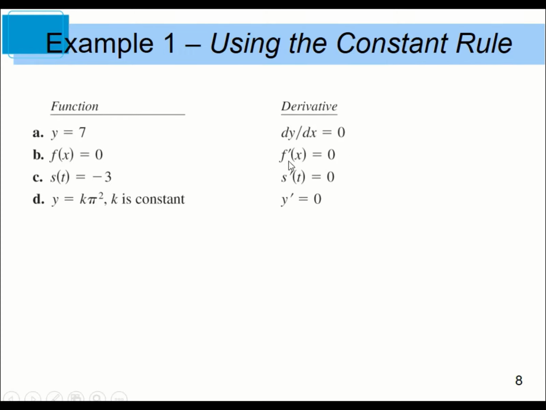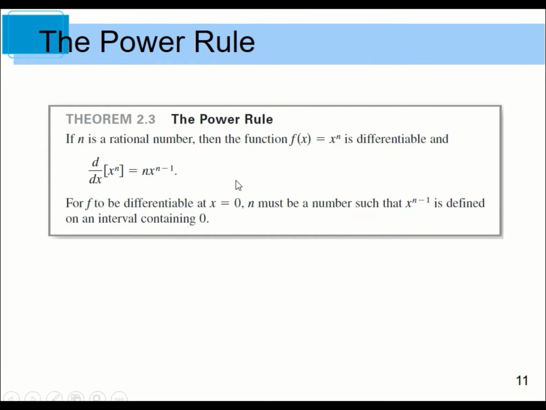Now the second rule we are going to learn is called the power rule. The power rule says that if we have a function like this, f(x) equals x to the power of n, when we differentiate, we are going to bring this n down.